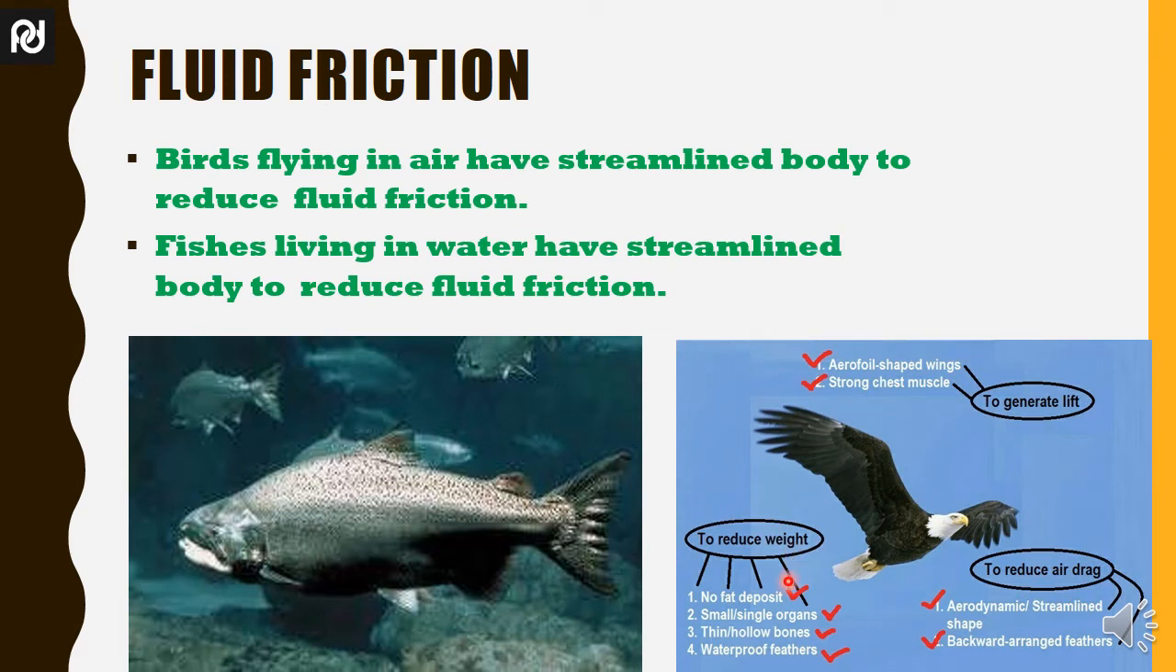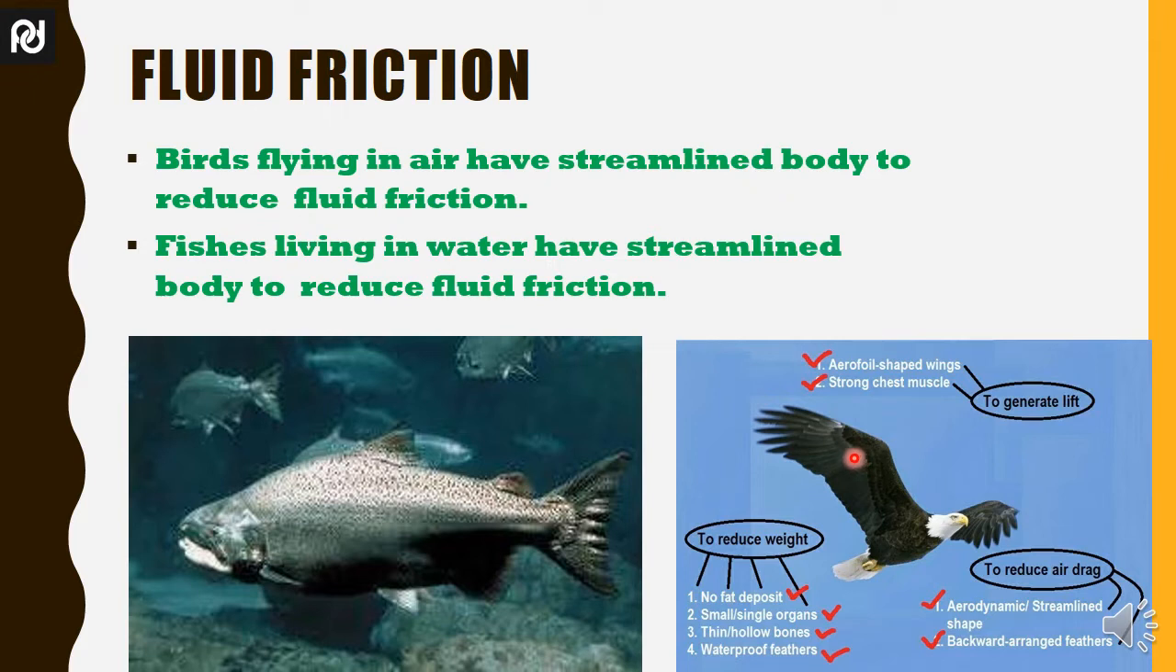To reduce the weight, what are they having? There is no fat deposit on the wings, small single organs, thin hollow bones, and waterproof feathers, which allow the water not to stay on the wings. And to reduce the drag, meaning the air friction, they are having an aerodynamic shape. As you can see, this part is aerodynamic in shape, and the backward arranged feathers, this particular part is moving towards backwards, pointing towards backwards. So that is all about fluid friction.